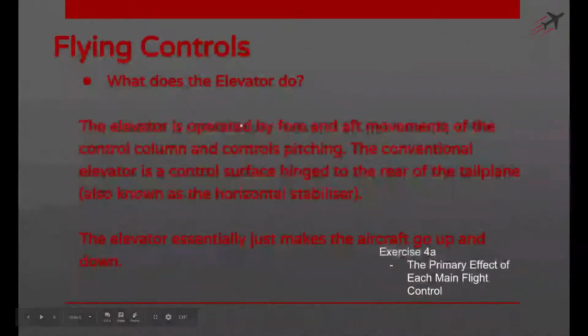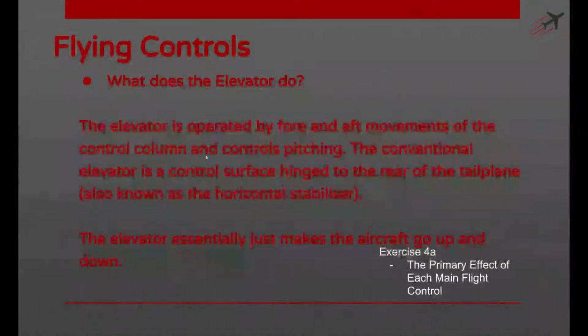So the elevator, what does it do? The elevator is operated by fore and aft movements of the control column, and it controls the pitch of the aircraft. The conventional elevator is a control surface hinged to the rear of the tailplane, also known as a horizontal stabilizer. The elevator essentially just makes the aircraft go up and down.